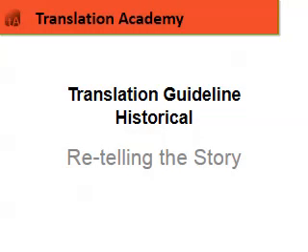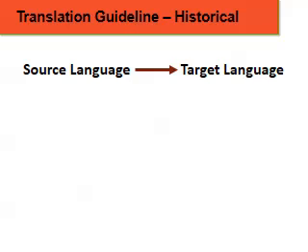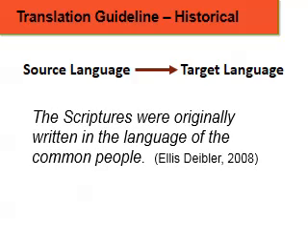This lesson is about keeping the translation historical when retelling the story. Translation is retelling, as exactly as possible, the meaning of the original source text in a way that is natural in the target language.